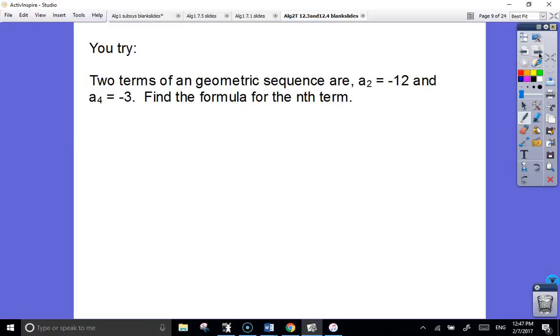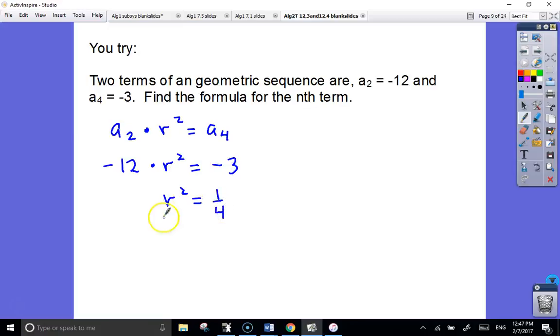So I think this is intended to be a you try, but I'm just going to go ahead and do it anyways because I didn't do one like it before, and I'm not sure why I didn't have that in there. But again, this one I should have gone A2 times r squared equals A4. Okay, well we know the A2, that's negative 12. And we know the A4, that's negative 3. So we can solve for r squared. Right? R squared equals negative 3 over negative 12 is 1/4.